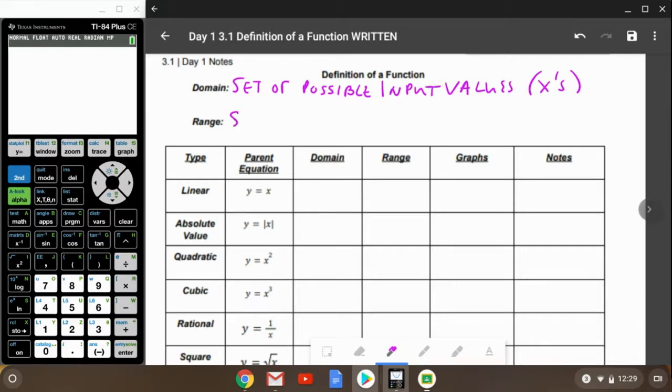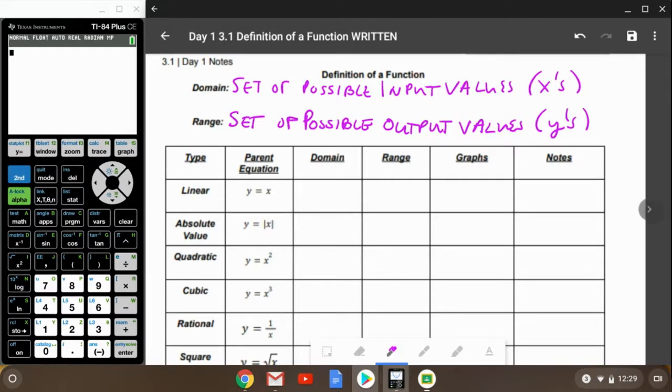The range, if you remember, is the set of possible output values. And again, usually we use y's, but not always. Sometimes they're going to be something else. You got to make sure, again, you're looking at your functions carefully.